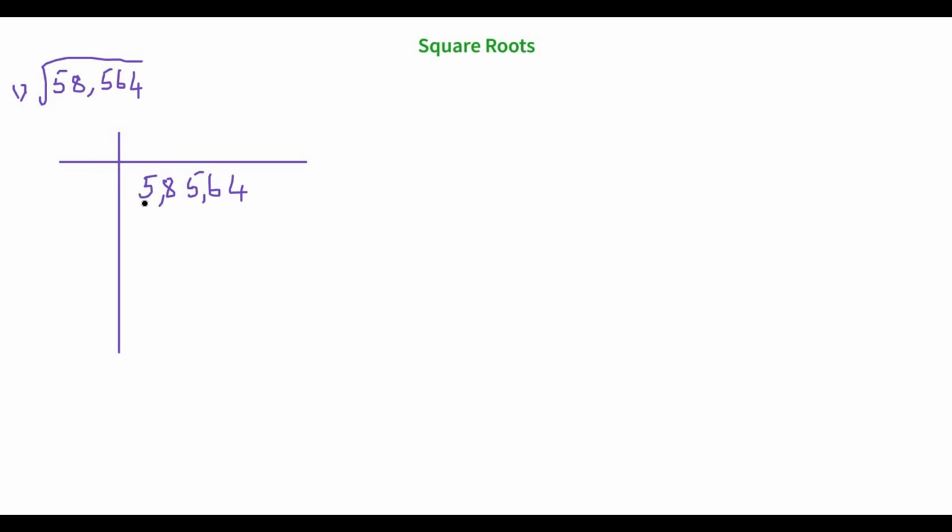So now we have 5. 5 is not a square number. So let's see what's a square number before 5. 2 squared is 4, so 4 is the next square number. Since 4 is a square number, I write a 2 here and a 2 here. So 2 times 2 is 4, and 4 will be written here. Then we have to subtract these two numbers, that is 5 minus 4, which is 1.